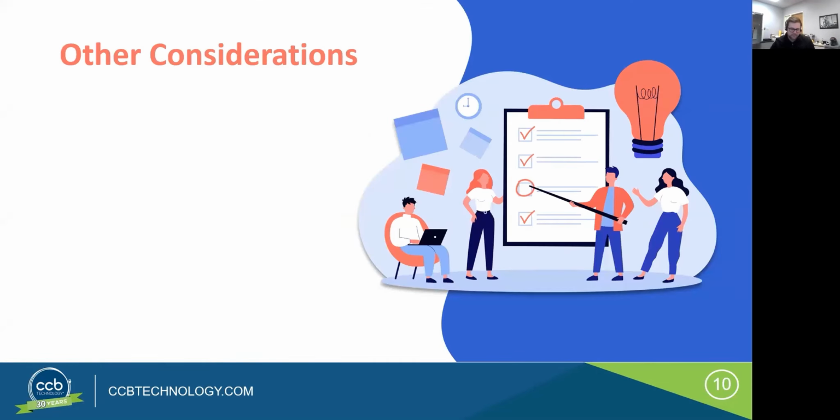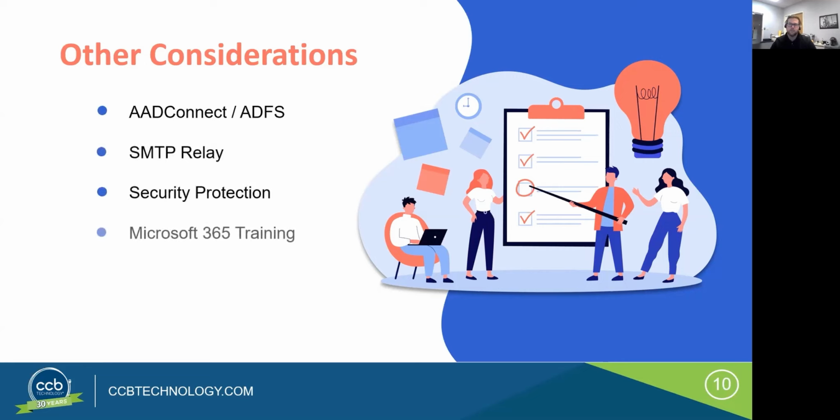And other things, whether you work with CCB on this migration or not, to just be aware of as you're looking to migrate into the 365 stack are about 4 or 5 different areas that we see clients dealing with. The first is, are you wanting to do AD Connect or ADFS? At a high level, that entails password synchronization. Do you want your Office 365 tenant users to have the same password as they have when they're signing into the domain?